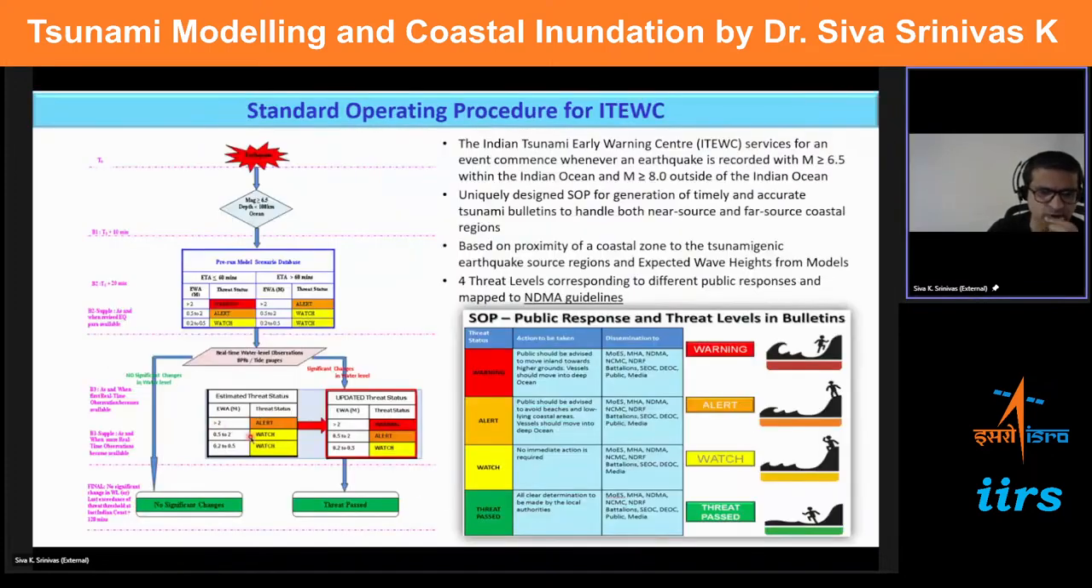So these are the various bulletins we issue. If the wave height is greater than 2 meters, we say that area is under alert. If the wave height is between 0.2 and 2 meters, we say that area is under watch. If the wave height is less than that, that area is safe or the threat has passed. So depending on the wave height, we issue bulletins.